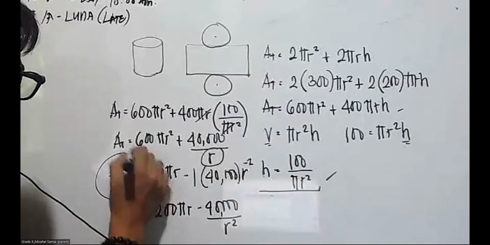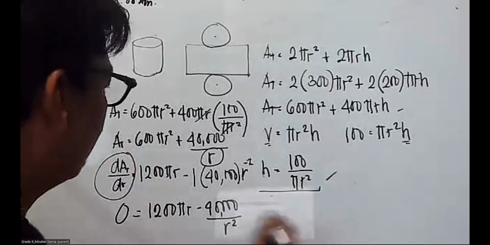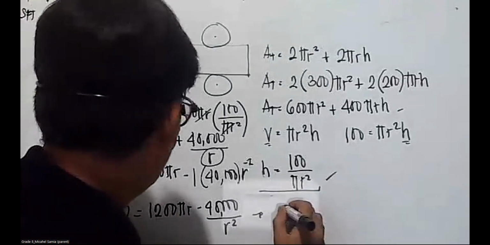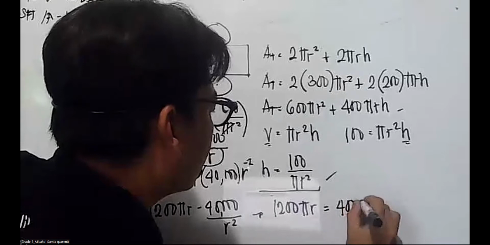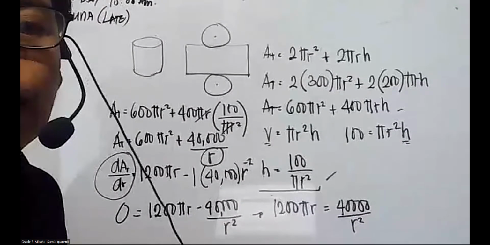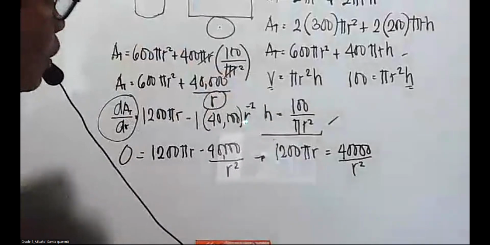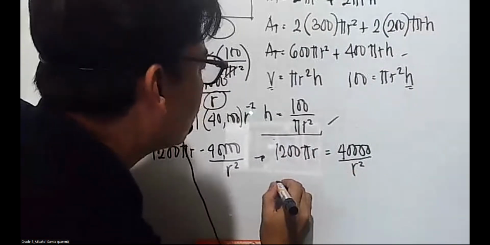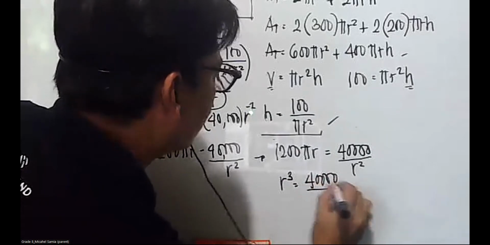Now equating dA/dr to 0. Can you still see it here? This side na lang. So this becomes 1,200 pi r is equal to 40,000 all over r squared. I'll just arrange the cam since the illustration above is okay. Cross multiplying, r cubed is equal to 40,000 all over 1,200 pi.